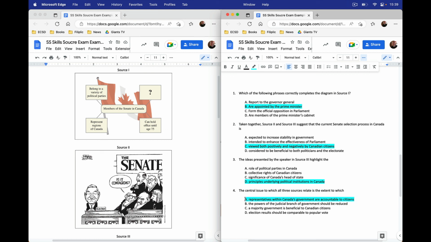That's how you take source-based exams. Sometimes you can pull information right from the source and it'll tell you what the answer is, but oftentimes you need to use the sources in conjunction with the knowledge of your content to be able to complete a source-based task.